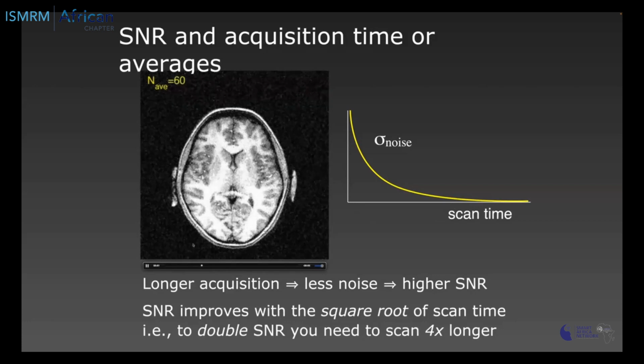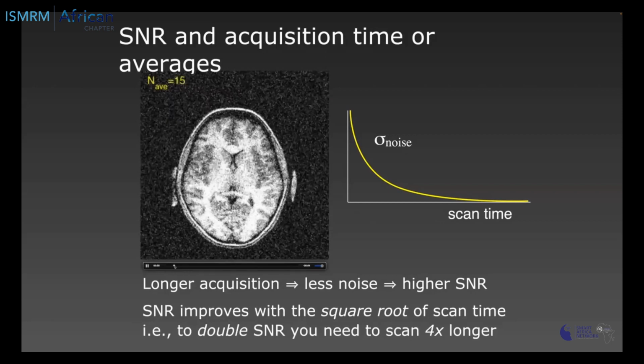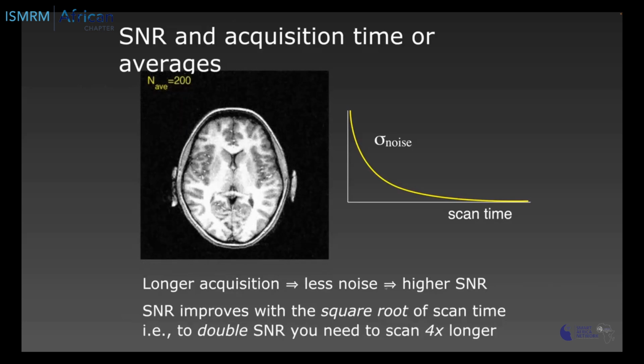So actually to get from a really noisy image to a really clean image, you have to take a really high number of samples because of the square root impact of the number of averages. So there's diminishing returns.